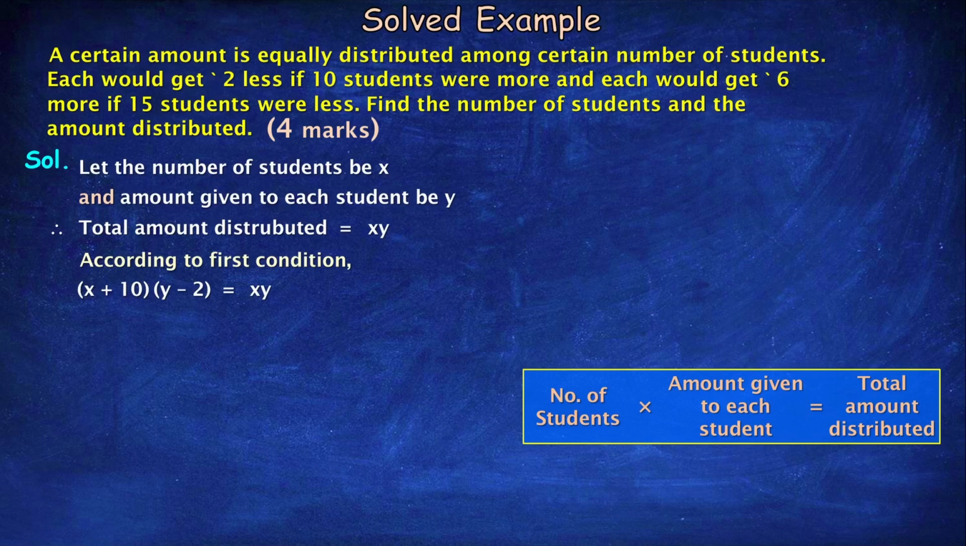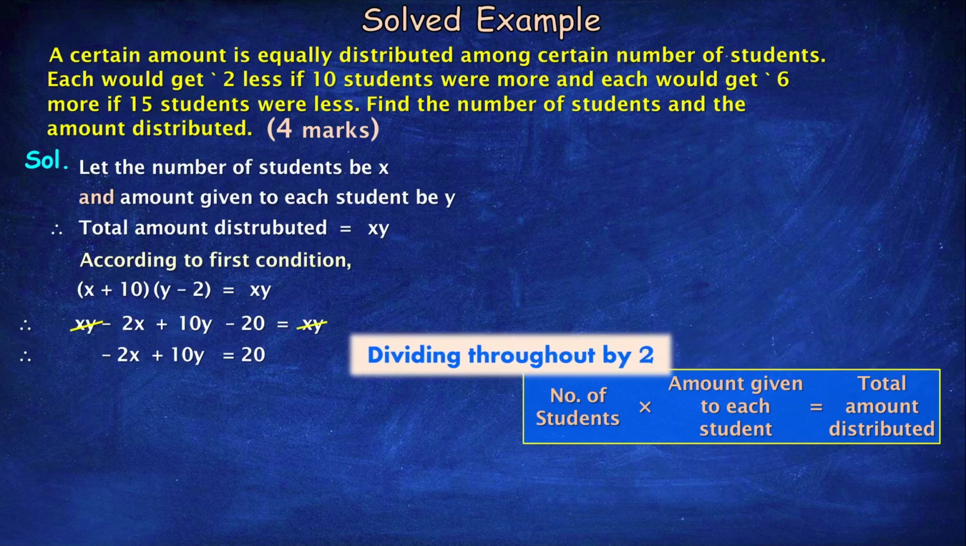Similarly, what is the next condition? Each would get 6 less if 15 more students, and each would get 6 more if 15 students were less. Let's just first solve this, then we'll make the second equation. So if I just solve this, x into y, this is 2x, this is 10y and minus 20 is equal to xy. xy gets cancelled, I get my linear equation. If I divide throughout by 2, I will get this as my equation.